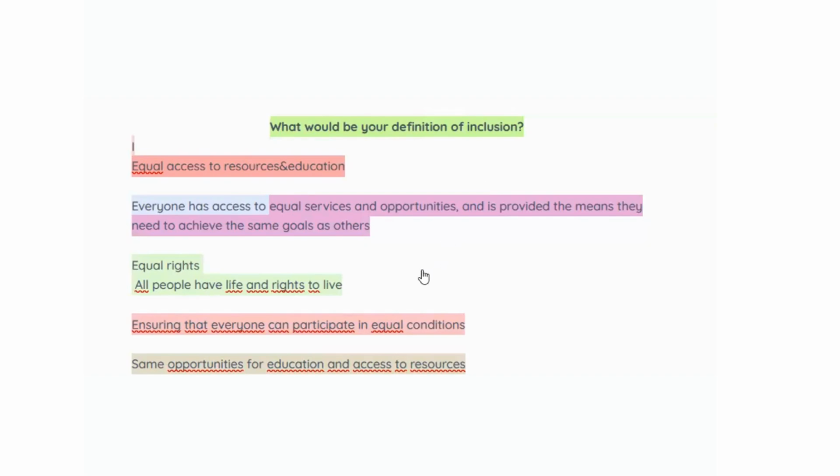So among what you wrote down, do you want to add something? Is there something that you read that you want to add something on, or you don't agree with? Please feel free.